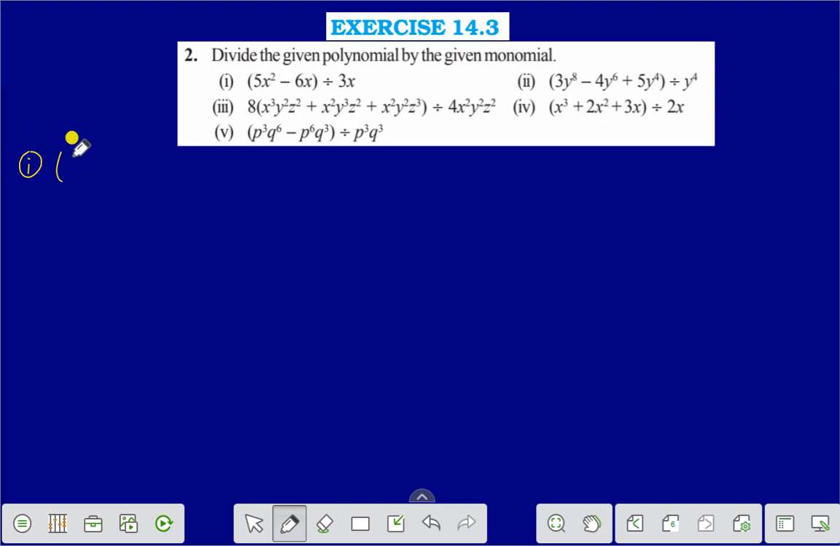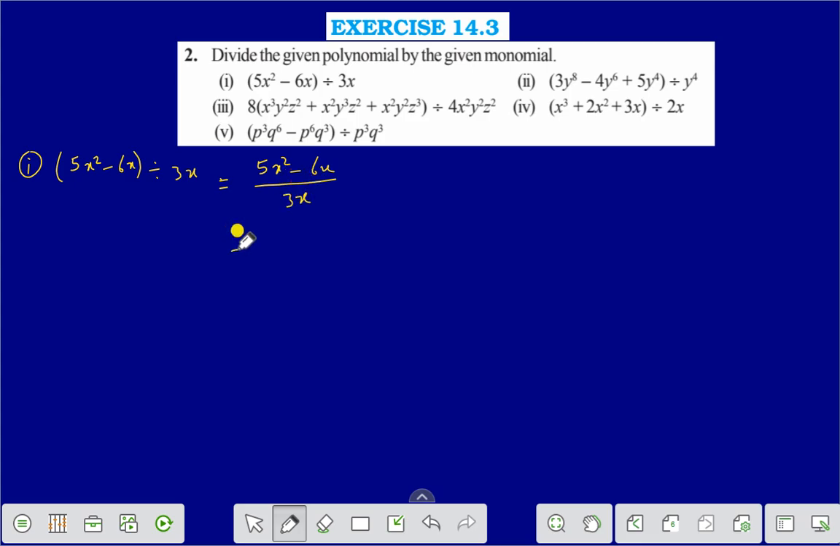5x square minus 6x divided by 3x. It can be written as 5x square minus 6x divided by 3x.